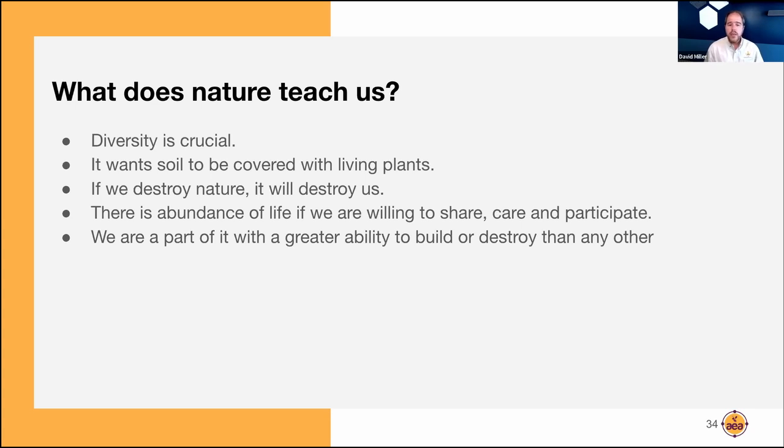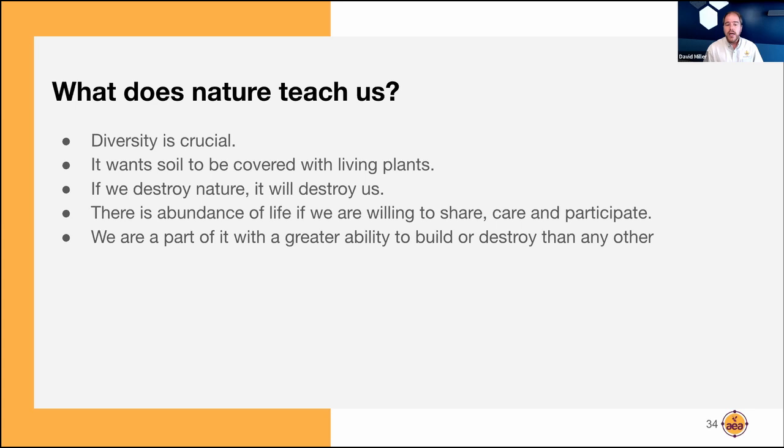And so forth. One of the things that we learn from nature is that it wants soil to be covered with living plants. There's places that it's not covered, but for soil to be productive, the majority of land that is productive will be best suited and functioned by living plants. If you look across the landscape, if man hasn't destroyed it, there's probably something growing there. So if we destroy nature, it will destroy us. I think that's another valuable lesson that we learned from looking back.